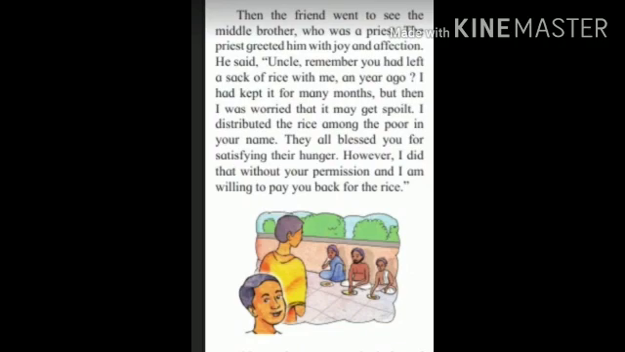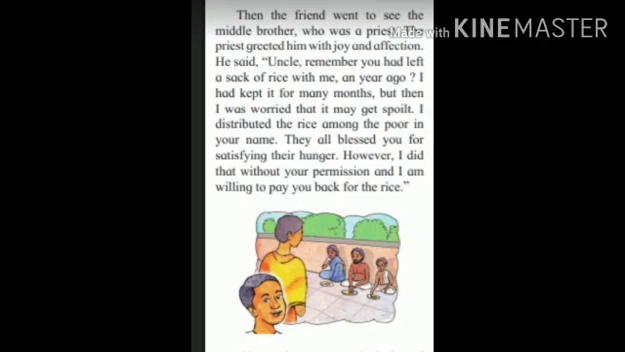Now dear students, what is meant by satisfying? Satisfying means pleasing, giving satisfaction to poor people. For example, if somebody is hungry and we offer some food, their hunger is satisfied, and because of that they give us lots of blessings. If we help some poor people, they bless us. In the same way here, the middle brother distributed the sack of rice among the poor people in his uncle's name, and all the poor people blessed his uncle because he satisfied their hunger. However, I did that without your permission.